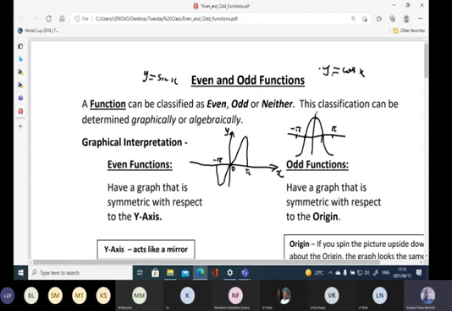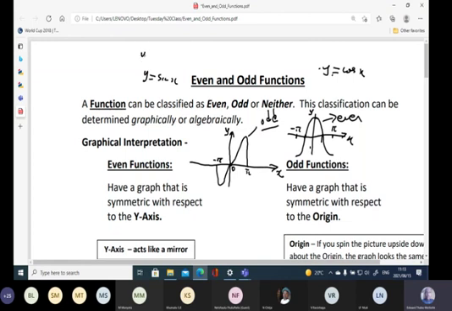So you can clearly see that this is our y-axis, this is our x-axis. This graph is symmetrical about the y-axis. So if you are on the y-axis and you look on the left and on the right, you see the same graph. So this is an even function. This one is an odd function. Another way of seeing that a function is even or odd.